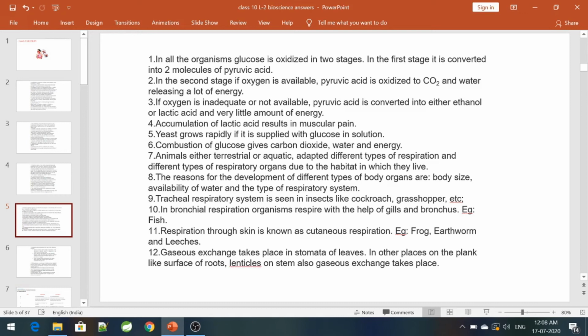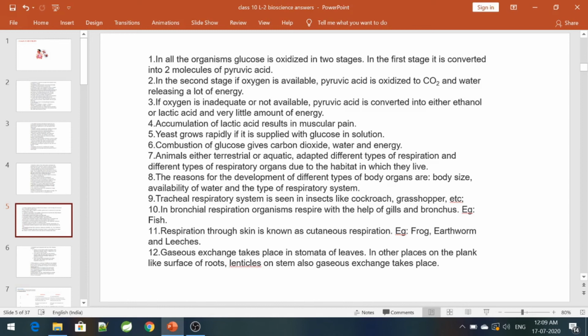So we see that yeast develops when it is supplied with more glucose. Combustion of glucose gives carbon dioxide, water and energy. Animals, either terrestrial or aquatic, have adapted different types of respiration and different respiratory organs due to the habitat in which they live. Depending upon their habitat, they have different organs for respiration. For example, aquatic animals like fishes respire through gills, whereas terrestrial animals respire through lungs.